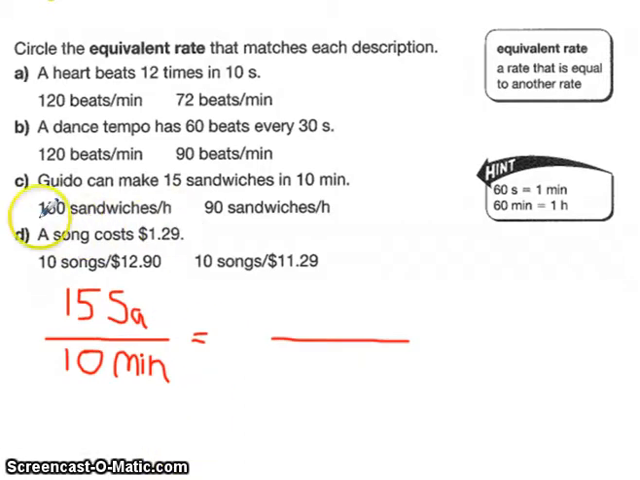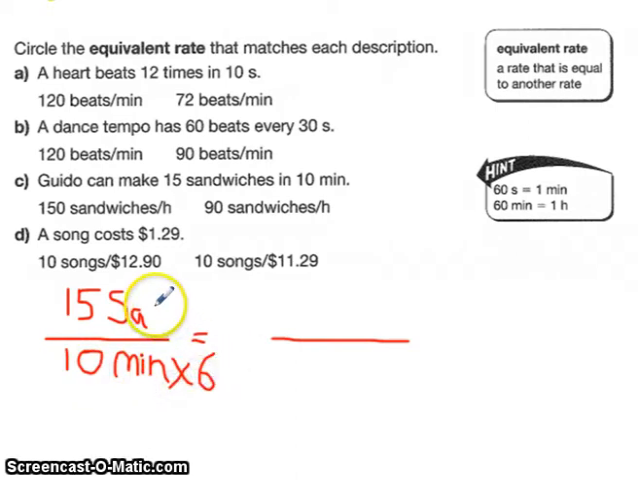So example C says Guido can make 15 sandwiches in 10 minutes, which I've written here, SA for sandwiches. So 15 sandwiches per 10 minutes. So what is the equivalent of that? Is that 150 sandwiches an hour or 90 sandwiches in an hour? Okay, so how many minutes are in an hour? Well, there's 60 minutes in an hour. We're at 10 minutes. What do I need to multiply to get to 1 hour?